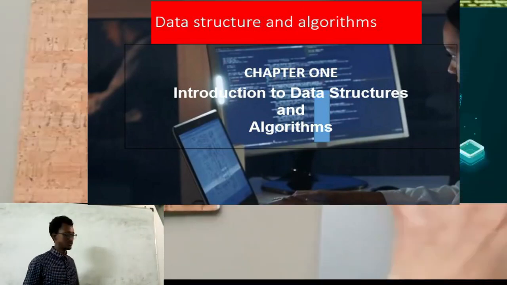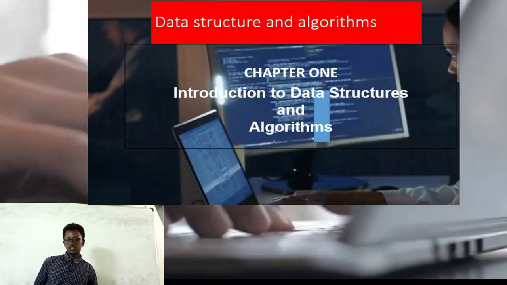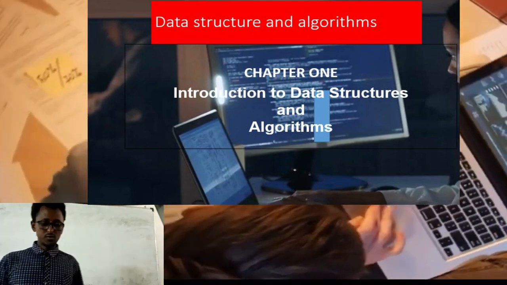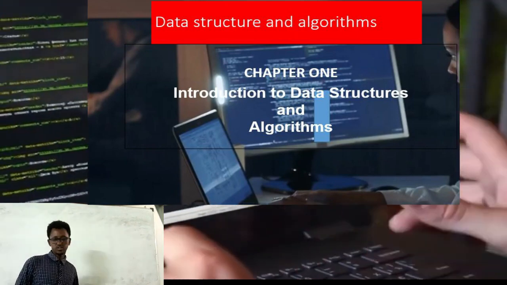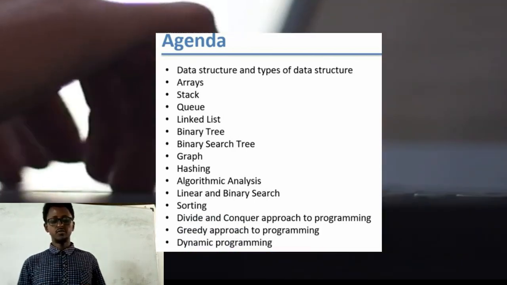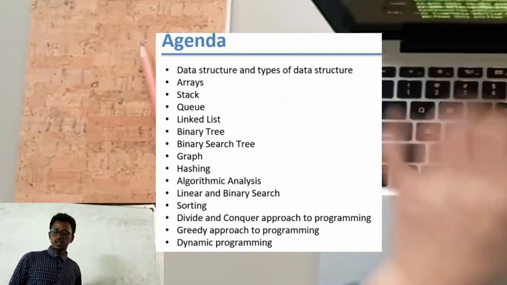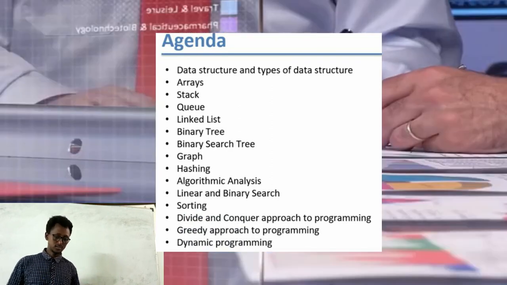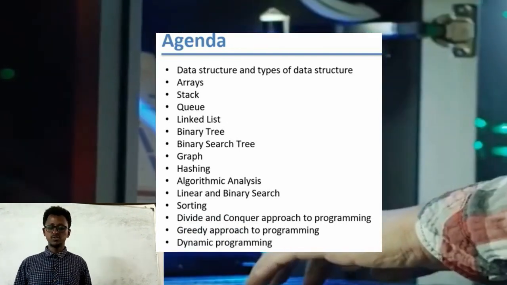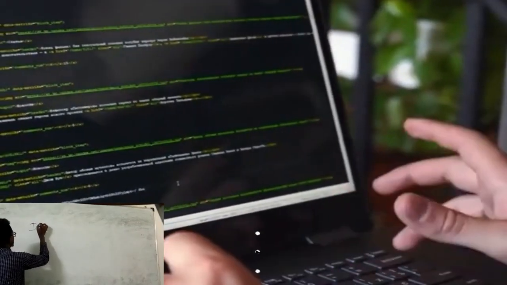Now, today we will try to see the data structure in the algorithm course, the first chapter: what is data structure in the algorithm. As an outline, we will discuss the concepts of data structure definition, arrays, stack, queue, linked list, binary tree, binary search tree, graph, hashing, algorithm analysis concepts, linear and binary search, and storing data element values to an array or a stack or linked list. This is data structure.